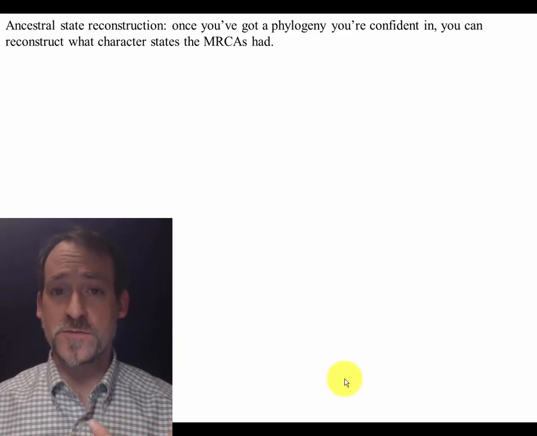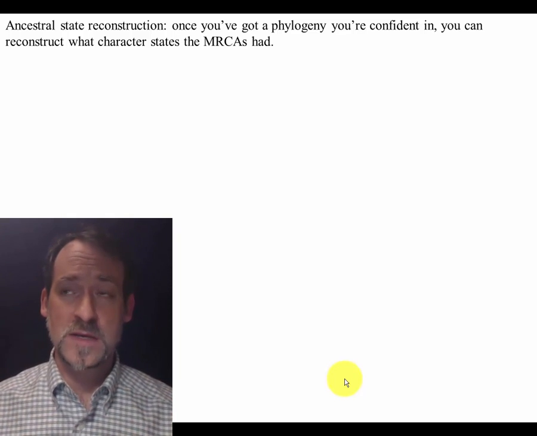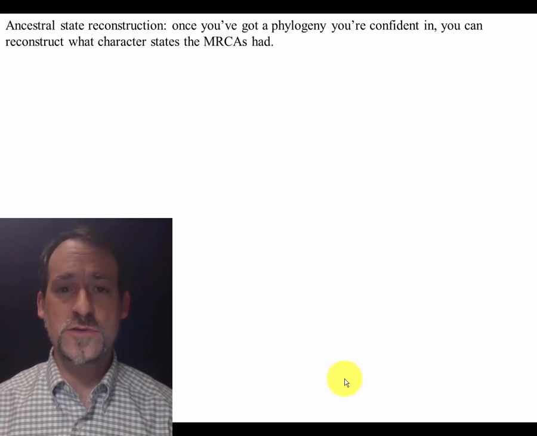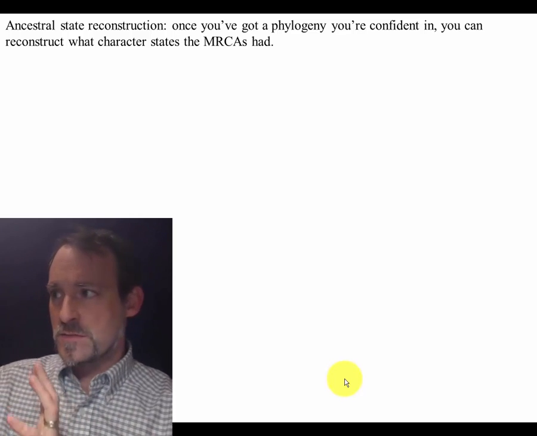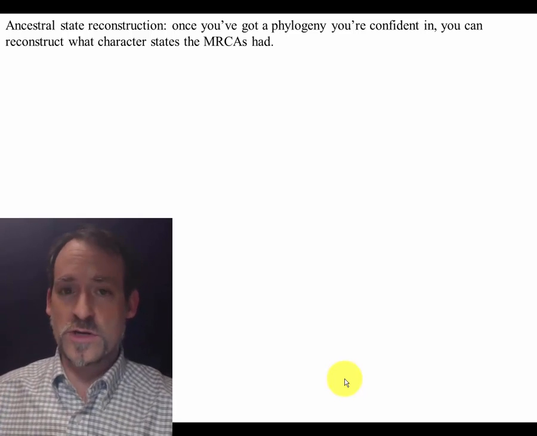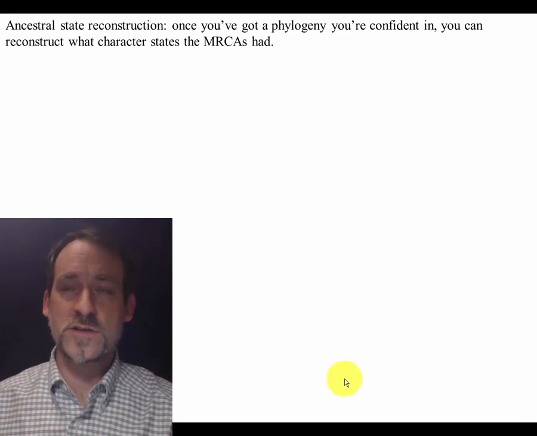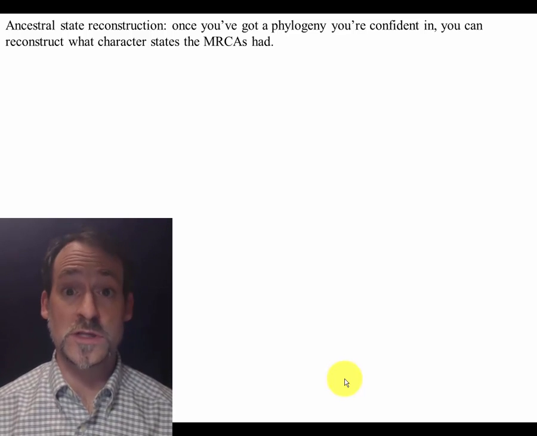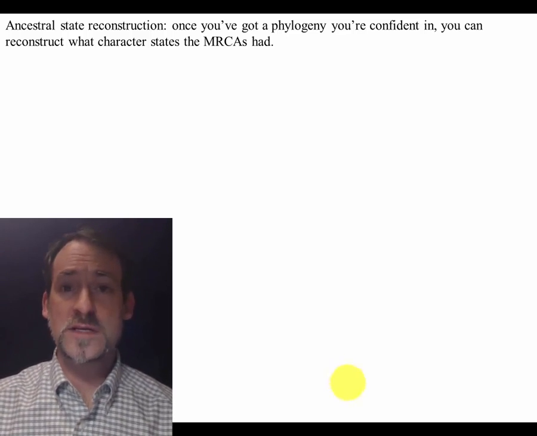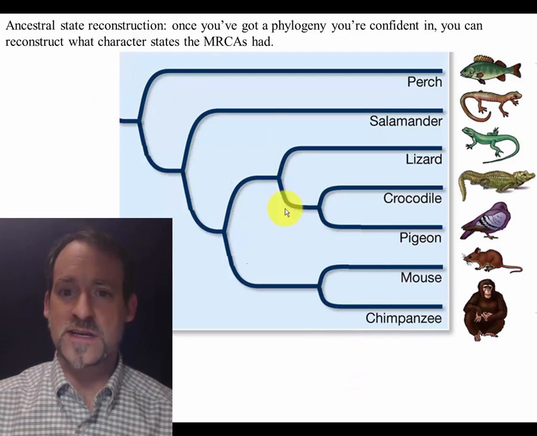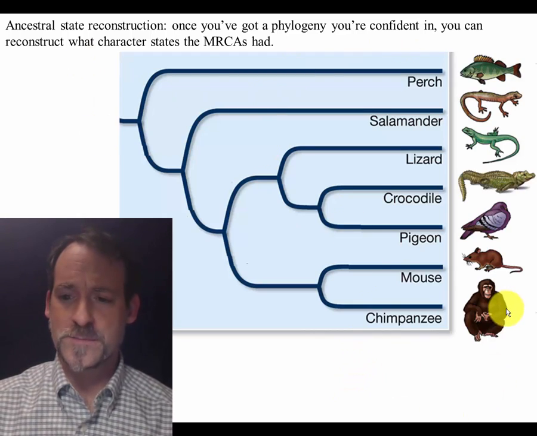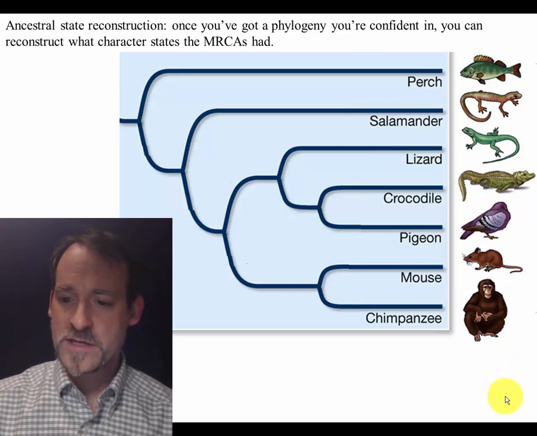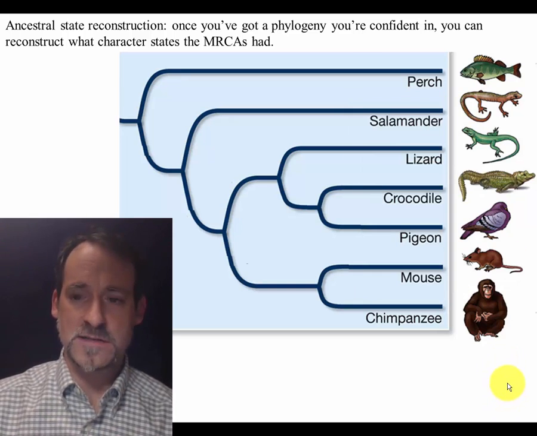Once you've got a phylogeny that you feel really confident in, there's something neat that you can do. You can actually use the information that's present in the existing organisms, the present day organisms, and you can use that to go back in time and reconstruct what their ancestors were like. Here's the logic of how that goes. Let's take our vertebrates that you're really familiar with here, and let's look at mammary glands.